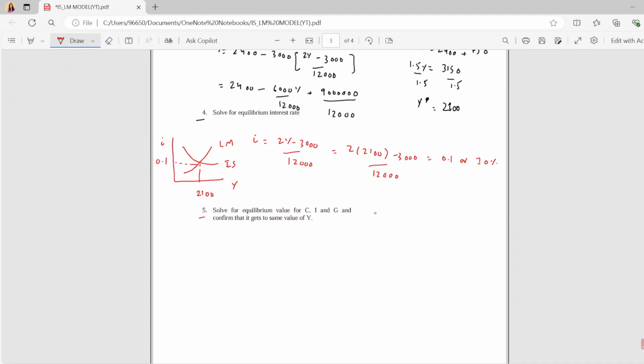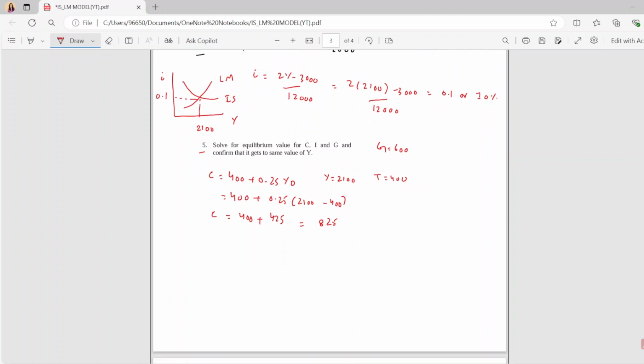We do not have to solve for government spending. We already know that it's 600. Let's start with consumption. The consumption function was 400 plus 0.5 YD. Now we do know that y is 2100. Taxes were already 400. Putting these values in the consumption function, it's going to be 0.25 times 2100 minus 400. Solving it, this part will be 425 and the whole thing will be 825. So the consumption from this function will be 825.